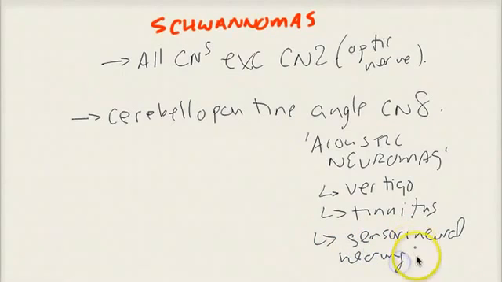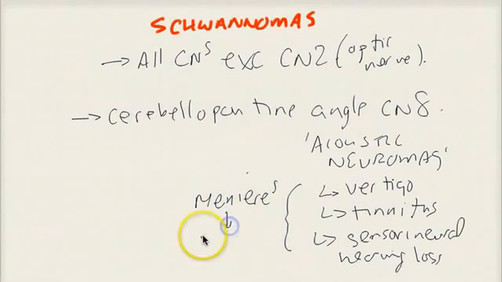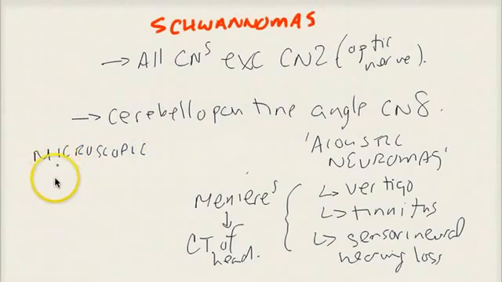Now it's important to keep in mind this looks just like Meniere's disease. So how do we identify whether it's Meniere's or if it's a schwannoma? Well, we're going to get imaging, get a CT of the head, and we'll be able to identify whether or not there's a lesion. Now, if we want to identify whether for sure this is a schwannoma in a microscopic fashion, what we're going to do is look at the cells.